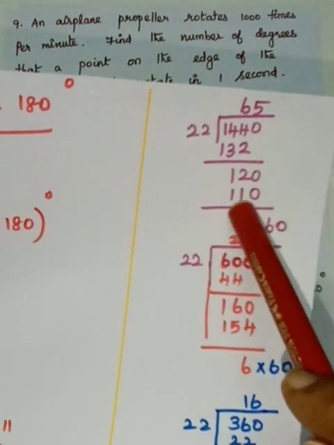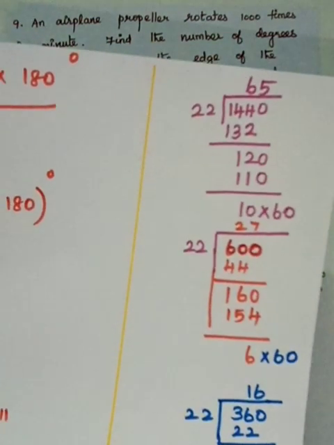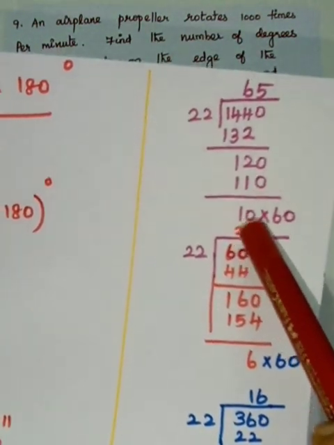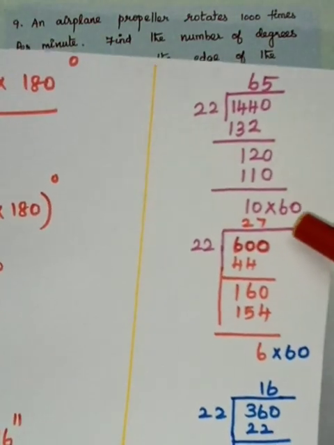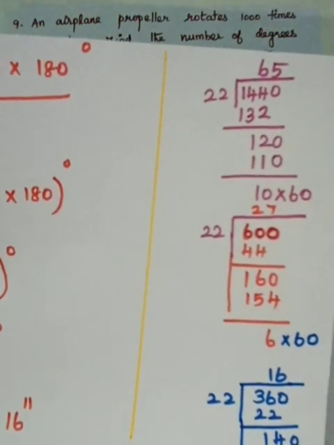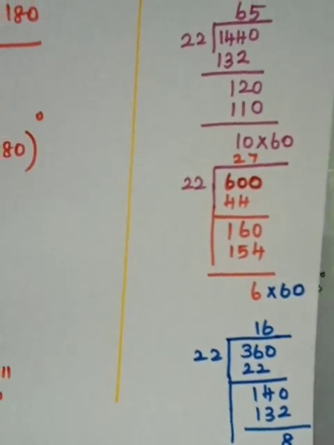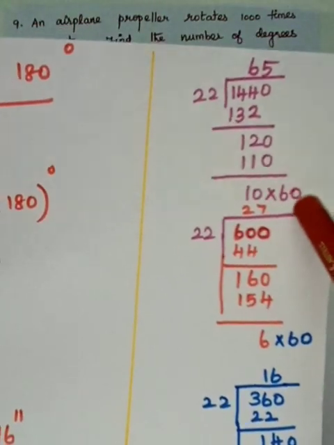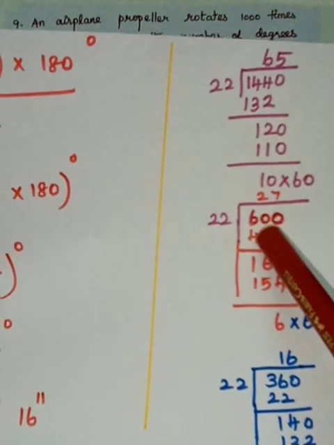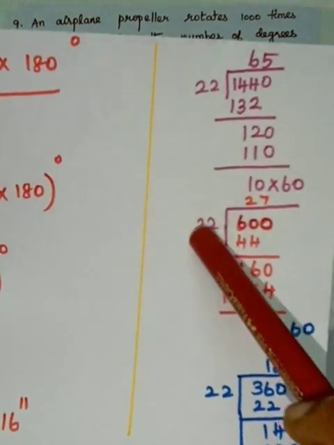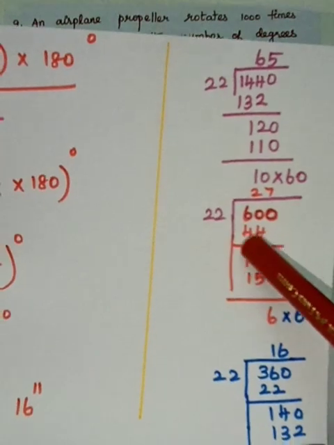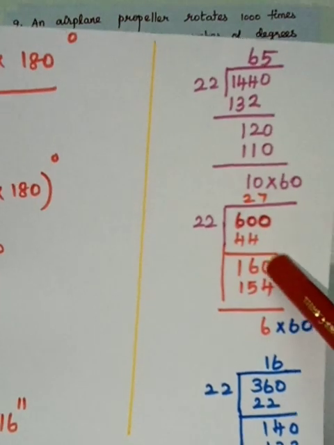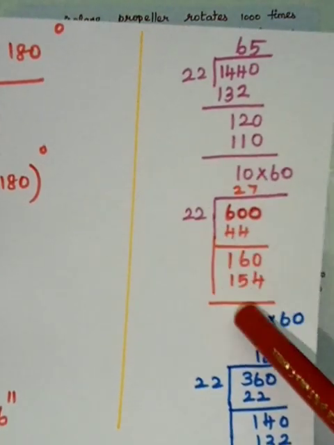Okay, this 10 degree has to be converted into minutes, that is 10 by 22. So you have to multiply by 60, because 1 degree is equal to 60 minutes. 10 into 60 is 600. This 600 has to be divided by 22. 2 22s are 44, the remaining is 16, drop the 0, it is 160, so 7 22s are 154.